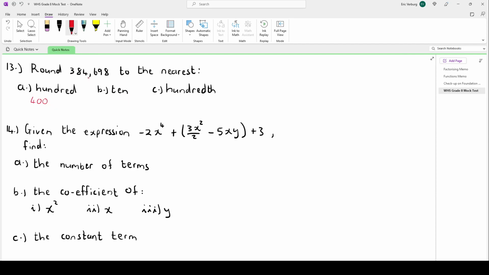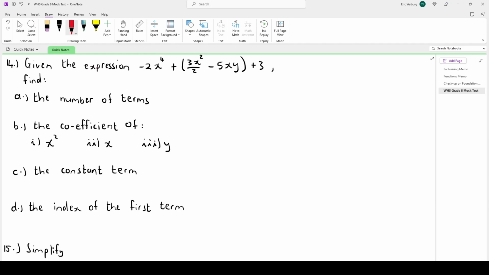Okay, to the nearest 10. So that's the 8. So that's going to be 380 because the 4 is less than 5. Hundredth, so that's the 9's value here. So 8 is going to make the 9 into a 10, but we can't have a 10 there, so that's going to make the next one into a 7. So that's going to be 384.70. And remember, you have to add the 0 because it's the hundredths, the second place here that we're looking at.